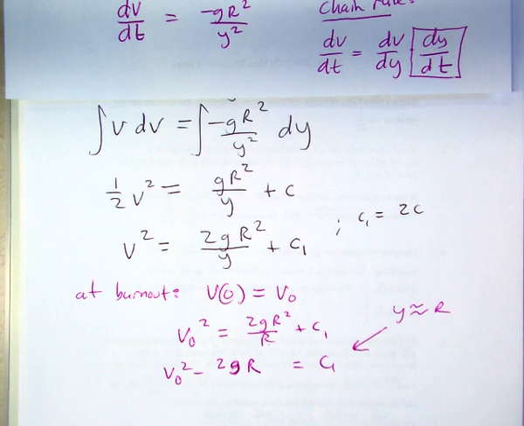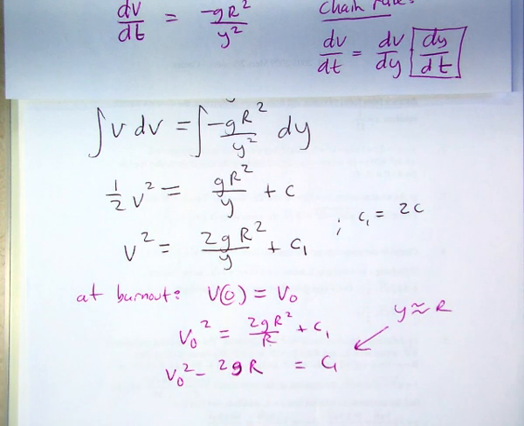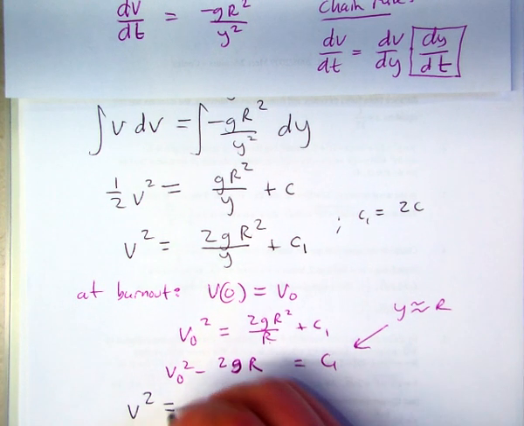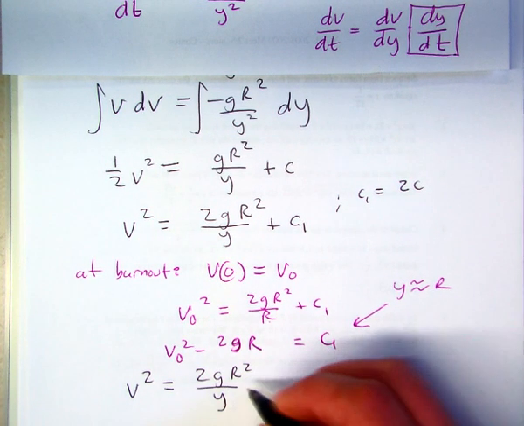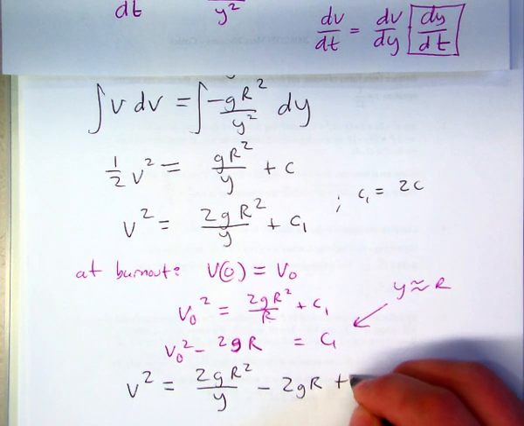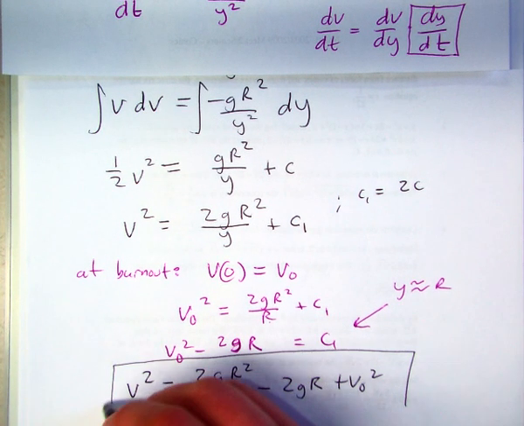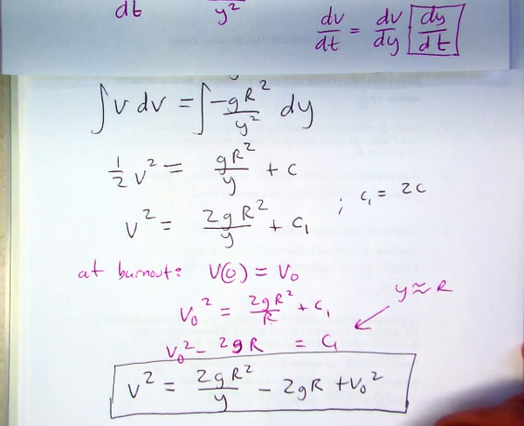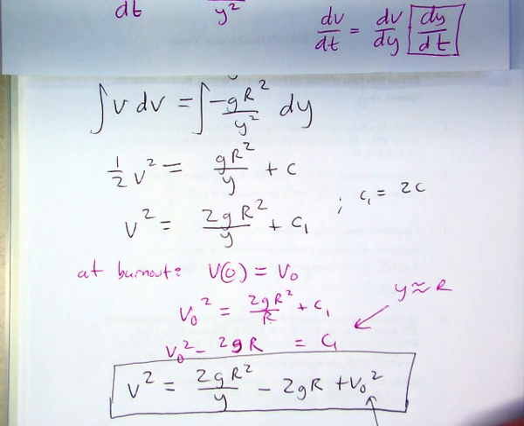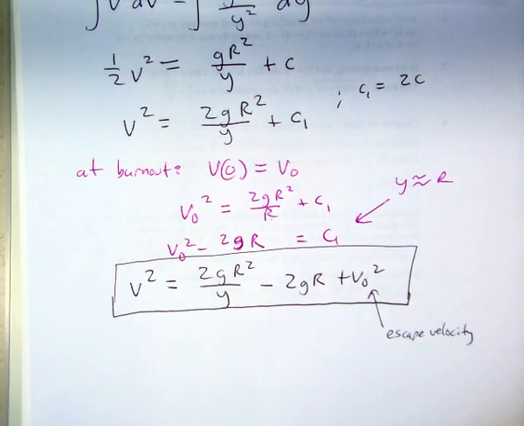And now if we plug this back into the model, this is going to help you with the homework. This is pretty much what you need to know going in. Velocity squared is going to be 2g times r squared over y minus 2g r plus v0 squared. Okay, so this model represents the velocity. Here's the escape velocity. And you'll deal with this a little bit in the homework, trying to figure out what that needs to look like, and you'll go through a few scenarios. Escape velocity of the Earth, escape velocity of the Moon, pretty much anywhere if you want to.